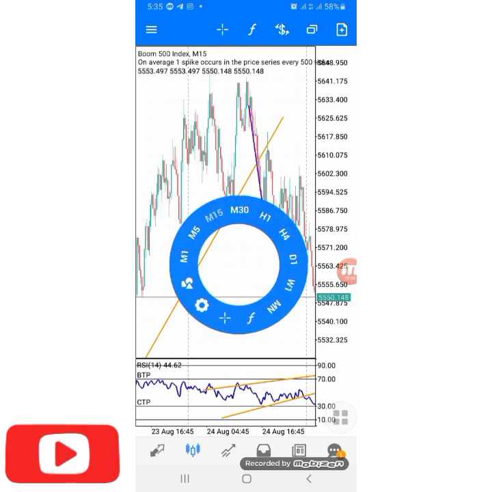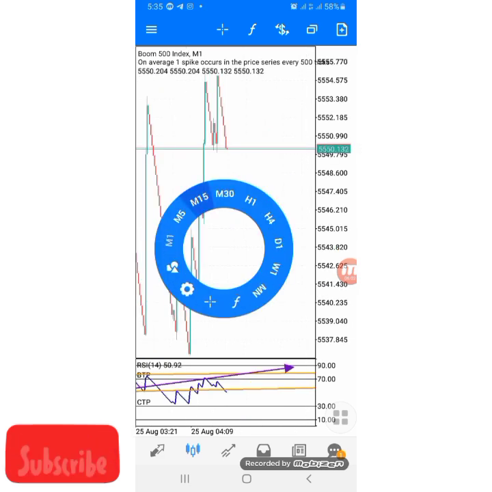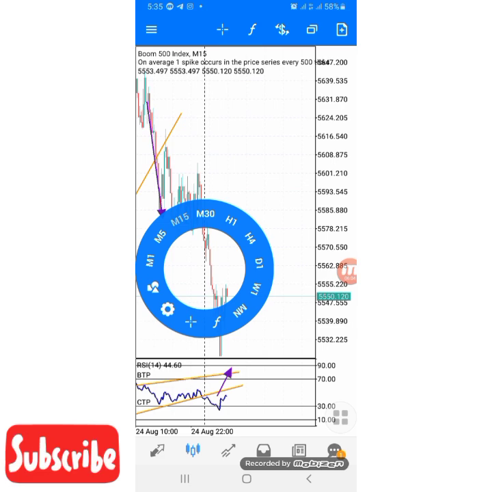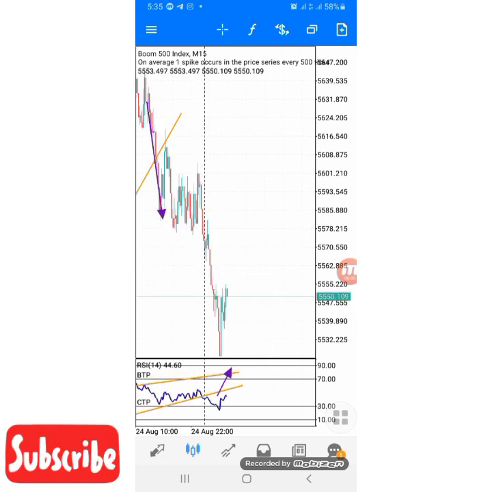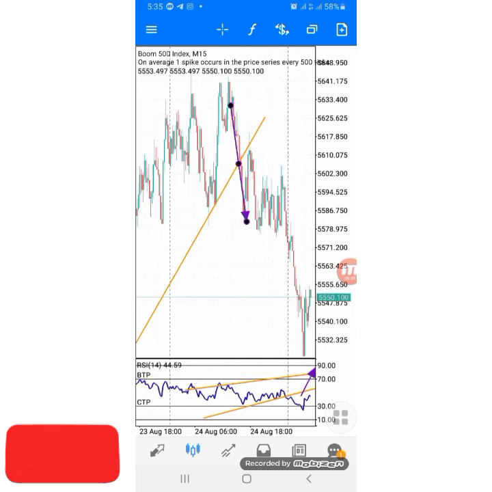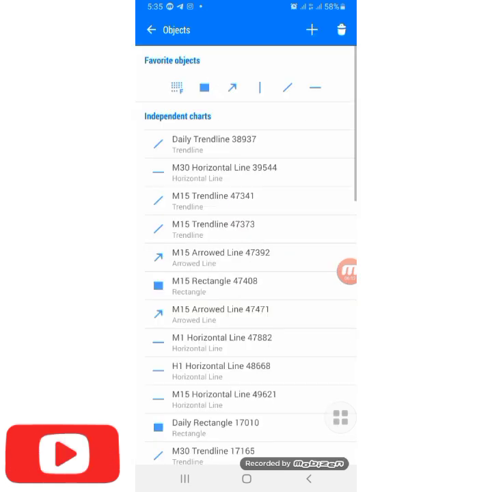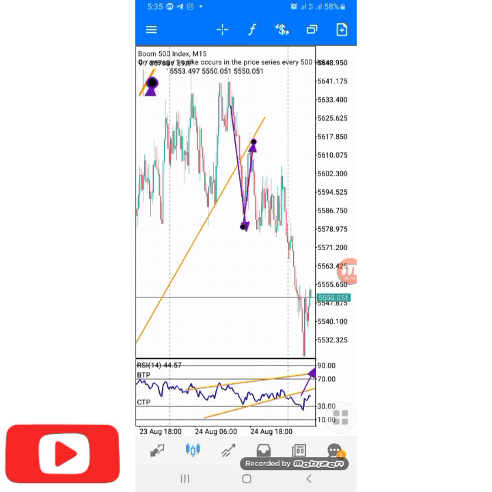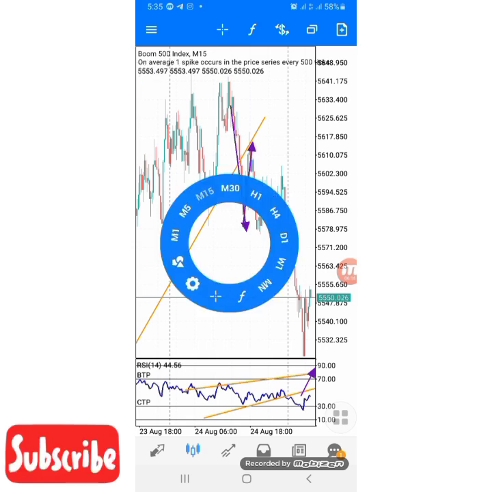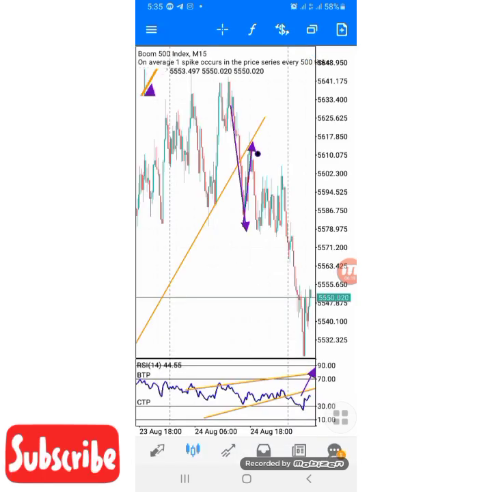Sorry about that, 15 minutes. What am I talking about? Yes, M15. We had a breakout like this that breaks that trend line, and we had a retest from here. Then what do you want to see next? You want to see price shoot down, and that is exactly what has happened here. That's also what we are seeing here.